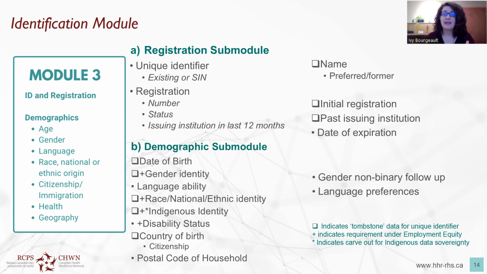Looking at Indigenous identity. Some of these elements with the plus are requirements under federal employment equity legislation, but we would want, in a minimum data standard that's applicable across Canada, to be in alignment with employment equity. Indigenous identity would also need to have a specific carve out for Indigenous data sovereignty, and I'll mention that in the next slide, based on some guidance that we've been receiving. Disability status and country of birth, including citizenship and postal code of household.